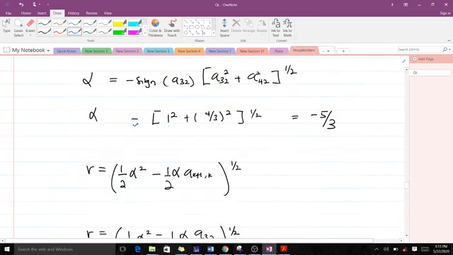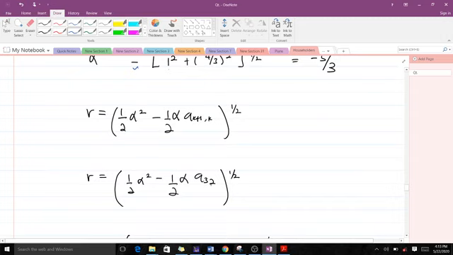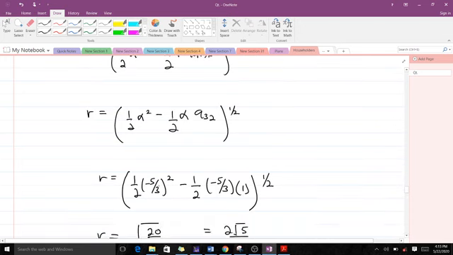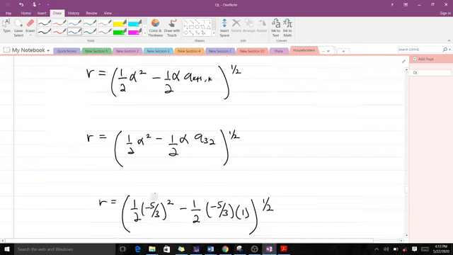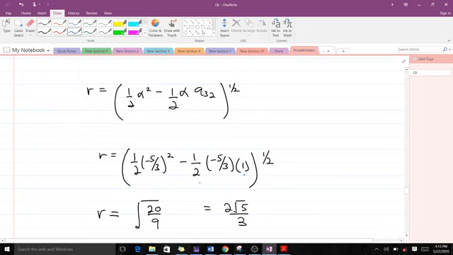Then our R is given as the square root of 1/2 alpha squared minus 1/2 alpha A(k+1,k). So since our k is 2, that means the value for our R is going to be this. So we are going to have A32 here, and note that our A32 is just 1. So inserting the values, you are going to get whatever we have here, because alpha is negative 5/3 and our A32 is 1. So after making this computation, our R is going to be root of 20/9, which gives us 2 root 5 over 3. I hope you get it.